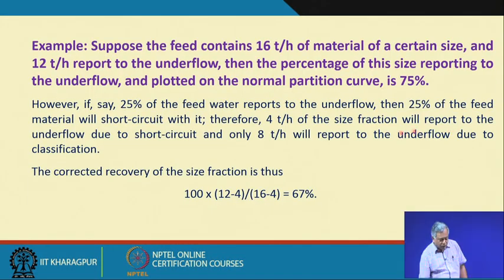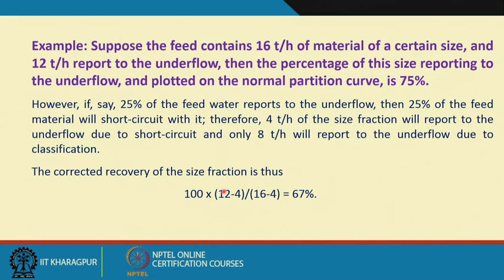So, 25% of 16 tons means it is 4 tons per hour of the size fraction will report to the underflow due to short circuit. So, only 8 tons per hour, that is 12 minus 4, will report to the underflow due to classification. That means, whatever 12 tons per hour of that particular size fraction you are getting through the underflow, out of that 4 tons per hour you are getting because of short circuiting, because 25% of feed water has reported through the underflow.